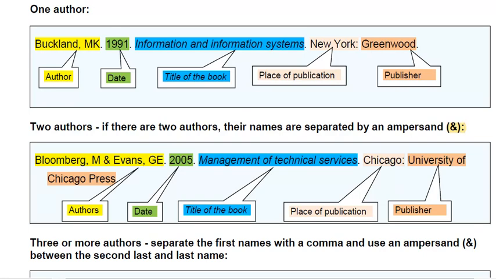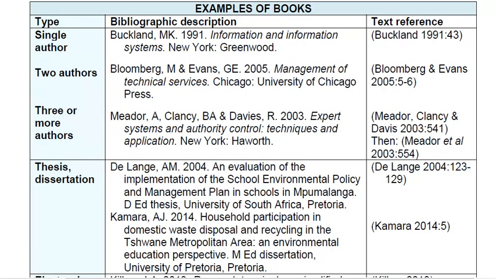Now I want us to look at how we cite a book in in-text referencing or end-text referencing. Let us quickly check that out. Awesome, I found it. You see what I was talking about? Here we're looking at the single author. This is how it's supposed to look.